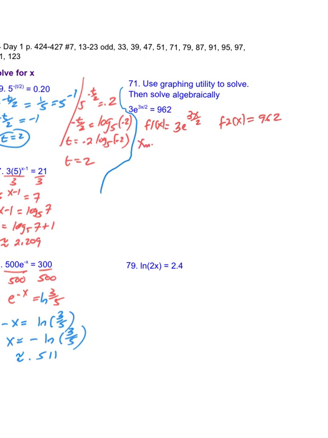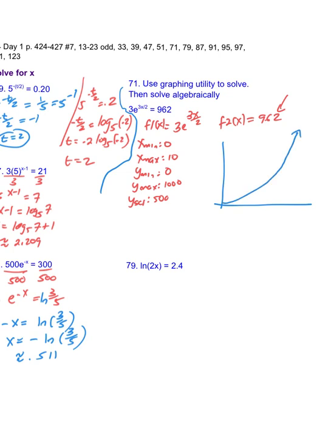So the window that I used was x min was 0, x max I set at 10, y min I set to be 0, y max I set to be 1000 because I know I have to go at least up to 962, and the y scale I set that to be 500. You can do what you would like. And then the graph that you're going to get is going to be something like this for the exponential portion, and then the horizontal line, which would be 962.